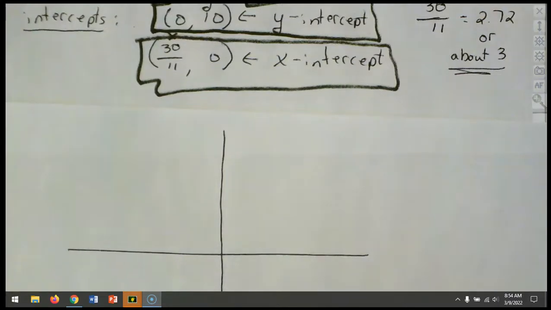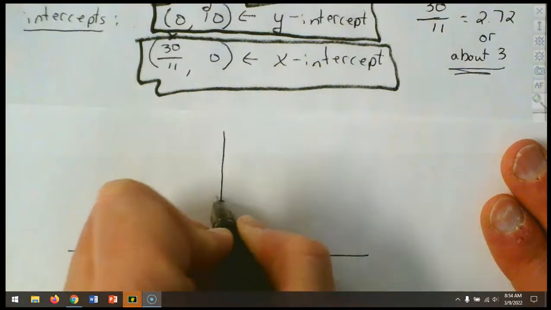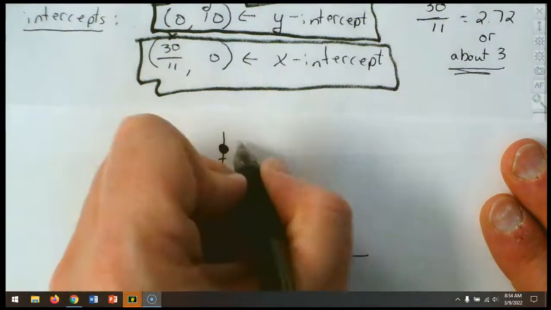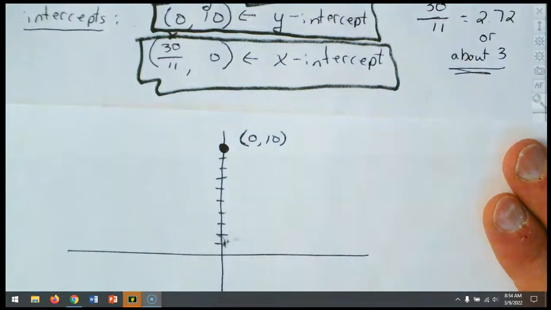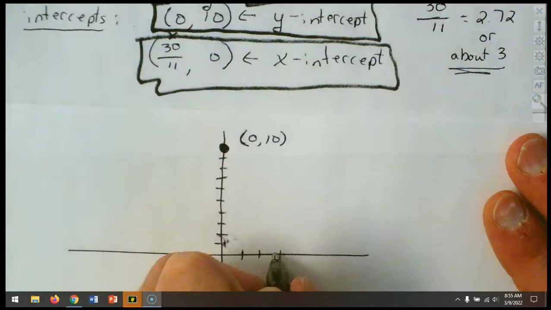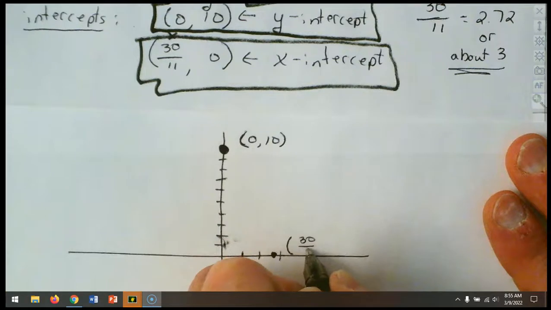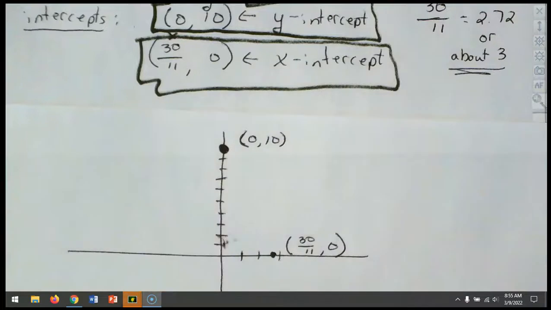So 0, 10 is up 10 units. 6, 7, 8, 9, 10. So 0, 10 is right here. And that's going to be your y-intercept, because that's where it touches the y-axis. The x-intercept is about 3, 0. So it's about 3. We'll go a little bit under 3, because 30 over 11 is a little bit less than 3. But we'll put it real close to 3, about 3.